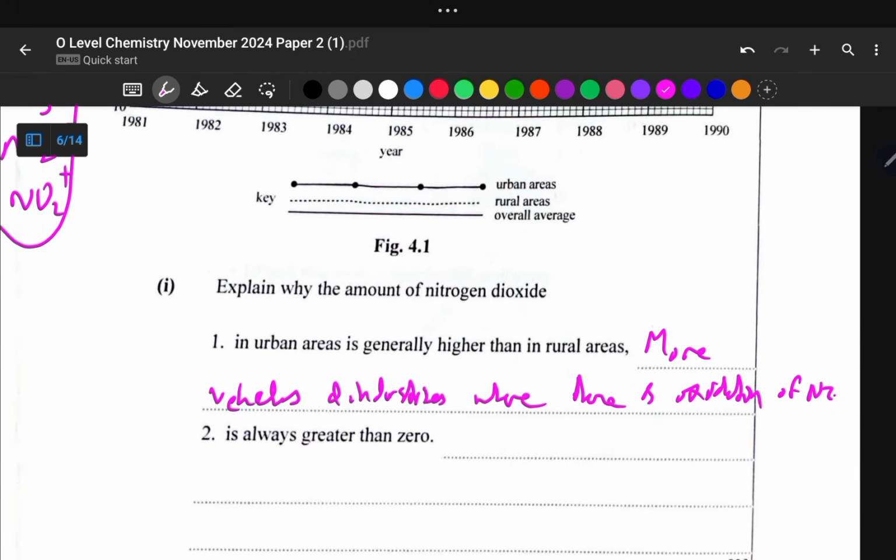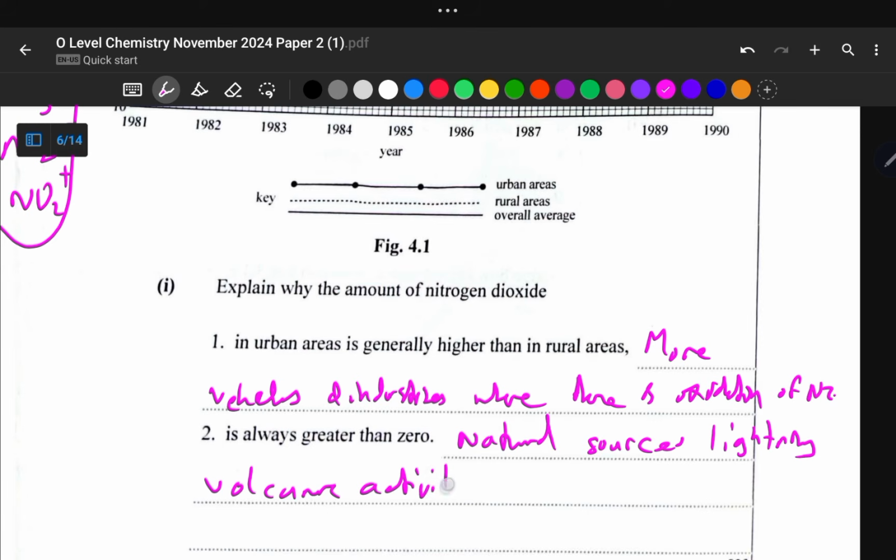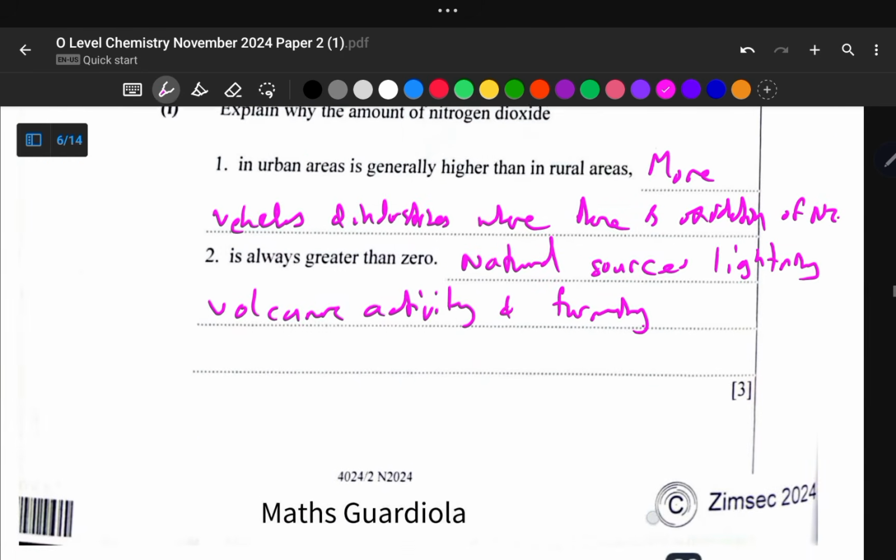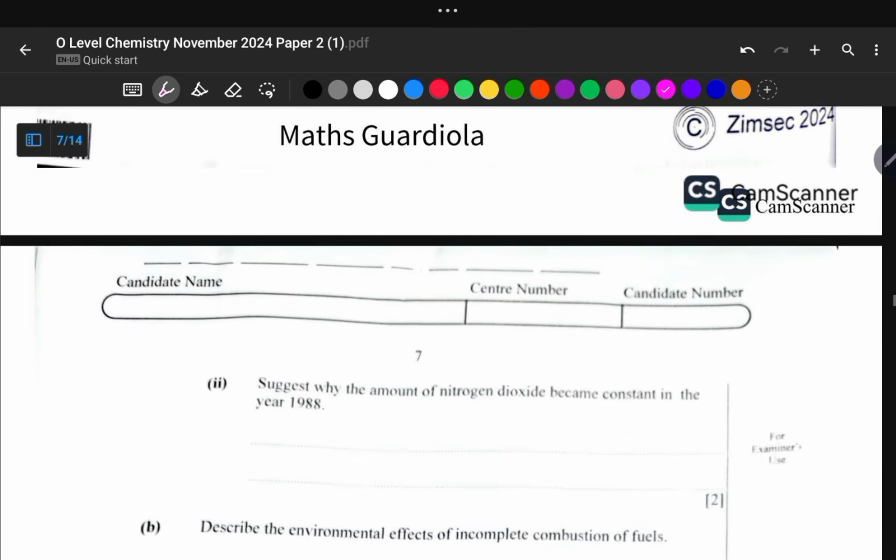And then why is the amount of nitrogen dioxide always greater than 0? So it can also be produced from natural sources, like from lightning, volcanic eruptions or volcanic activities. Also certain continuous human activities like farming, right? So we can say farming, that's another source for nitrogen dioxide. And then we are now moving on to the next part.